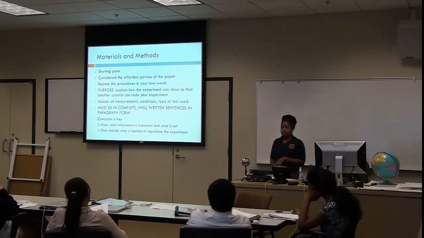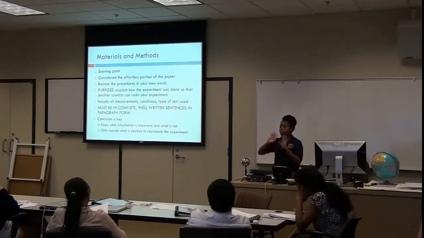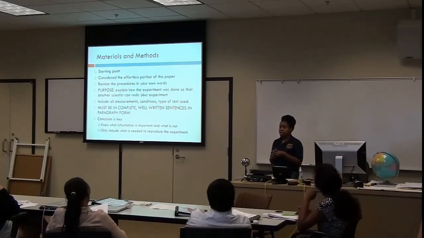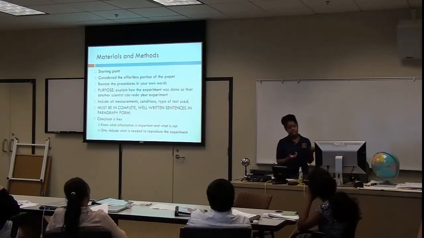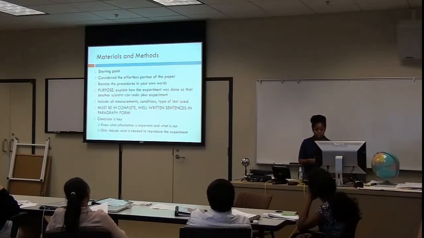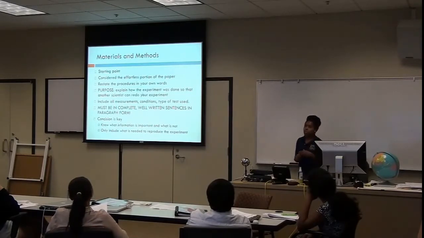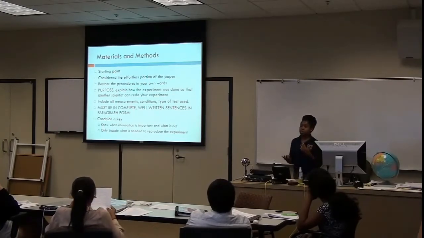In high school, some of you may have written this portion in bullet form. Anyone did that in high school? I know I did. I'm going to raise my hand. Okay, so no more. You're going to write this in well-written sentences in paragraph form, like they did in this paper here. Concision is key. The important part is you have to know what information is important and what is not, and include only what is needed to reproduce the experiment.